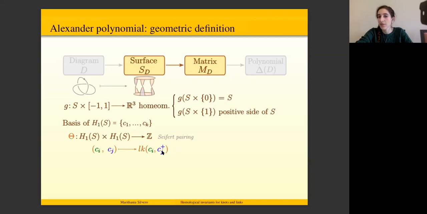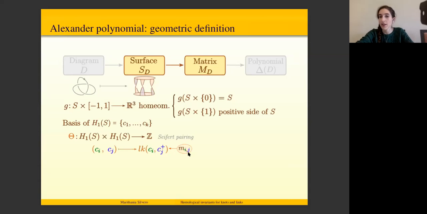Okay, this positive means the lifting. Recall that this is a thickened surface, so just lift it to the positive side of the surface. Okay, so you have two curves that may be linked, so just consider the linking number of these two curves. And this is going to be the entry in the positions ij of the matrix.